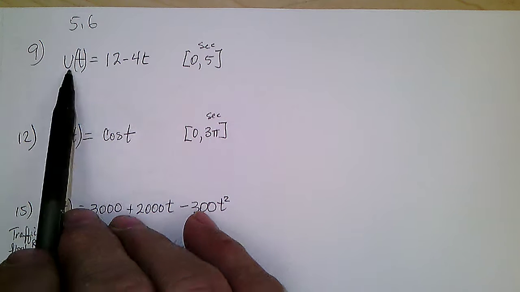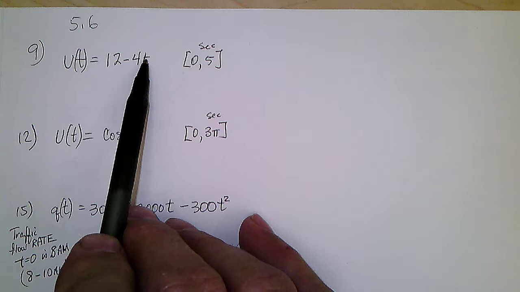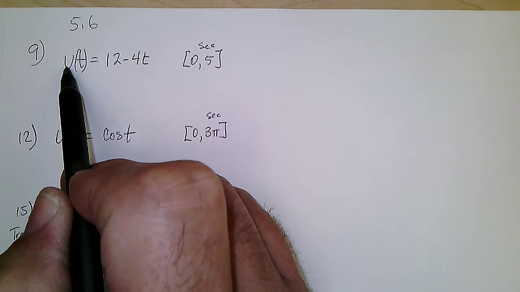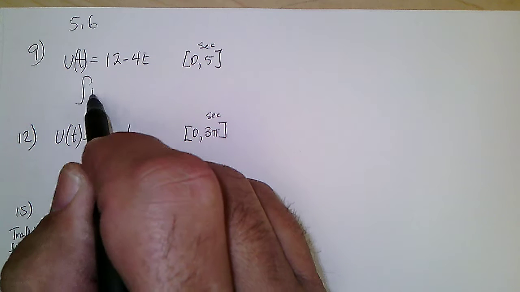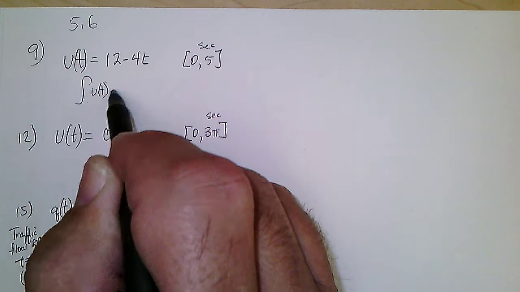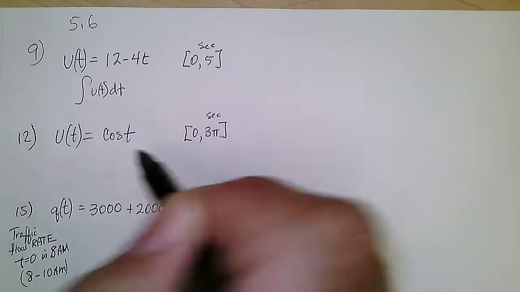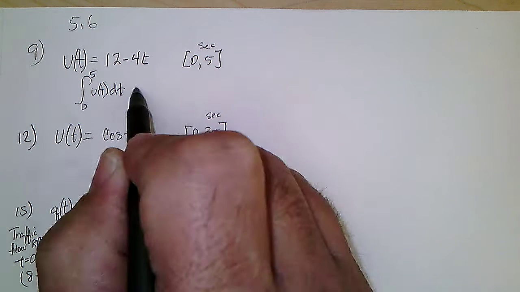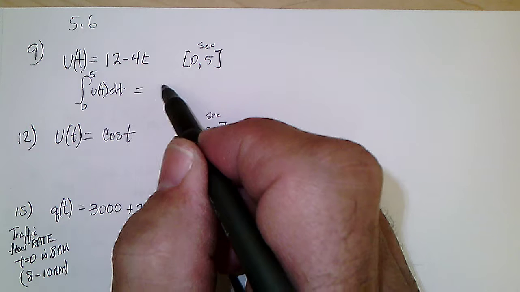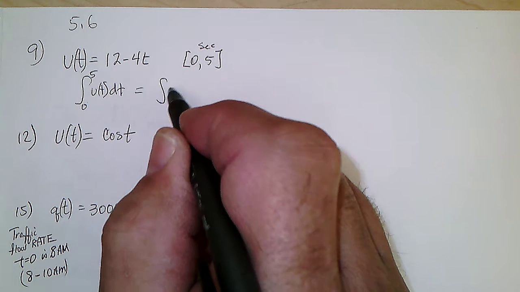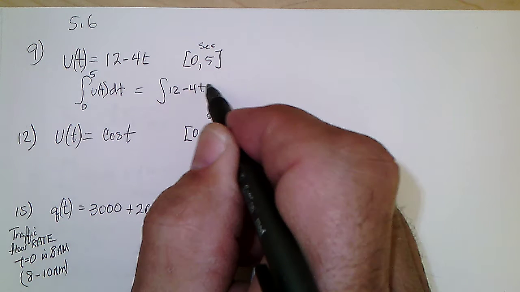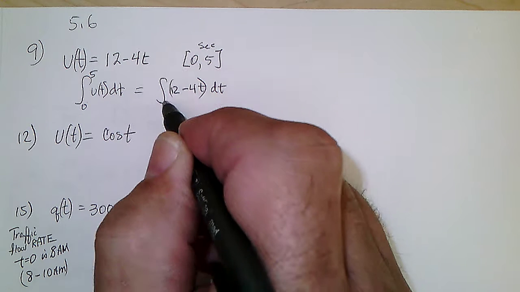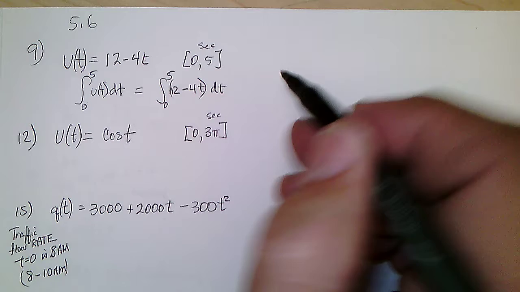Number 9, it said the velocity is this, and it asked how far did it travel? Well, velocity is the derivative of the distance, so the integral of the velocity will tell you the distance. And so if we're going from 0 to 5 seconds, we're going to find the integral of 12 minus 4t dt evaluated from 0 to 5.